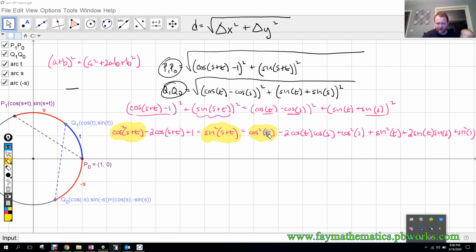Here I've got a cosine squared t and a sine squared t. So that turns into a 1. We've also got on the right hand side a cosine squared s and a sine squared s. That turns into 1. So I'm just going to rewrite this with those things changed to 1. So it's going to be 1 and then minus 2 cosine of s plus t plus 1 on the left hand side. On the right hand side, that would have given me a plus 1, and this would have given me another plus 1, so I'm just going to say plus 2.